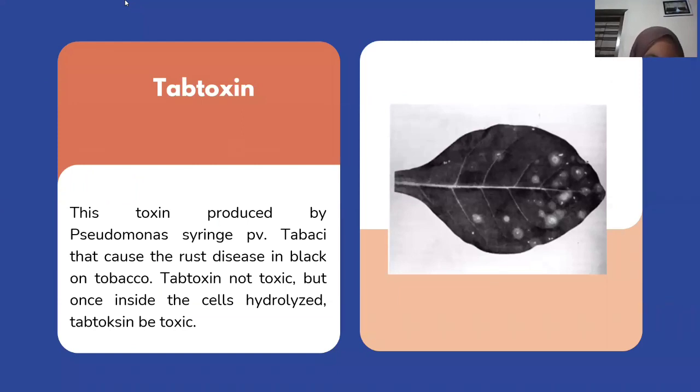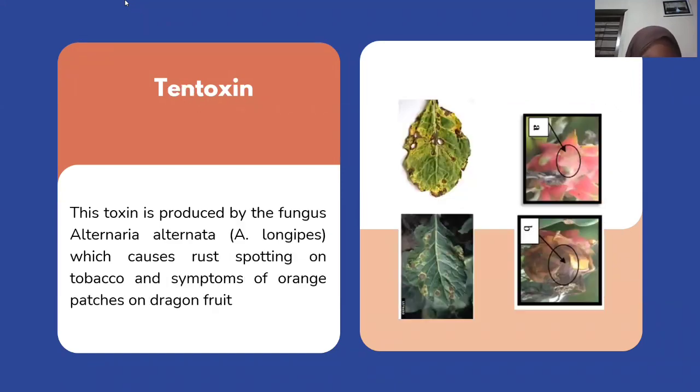Tab toxin. This toxin is produced by Pseudomonas syringae pv. tabaci, which causes wildfire disease on tobacco. Tab toxin is not toxic, but once inside the cells and hydrolyzed, it becomes toxic. Tentoxin. This toxin is produced by the fungus Alternaria alternata or longipes, which causes rust spotting on tobacco and symptoms of orange patches on dragon fruit.